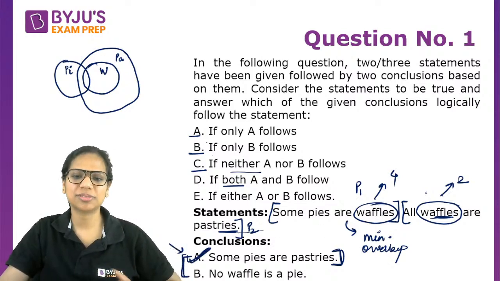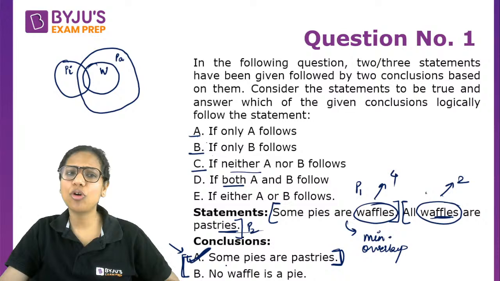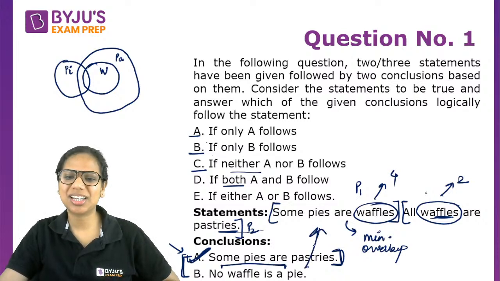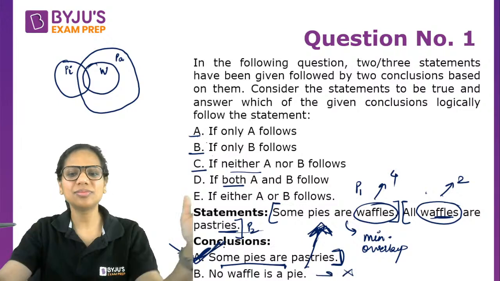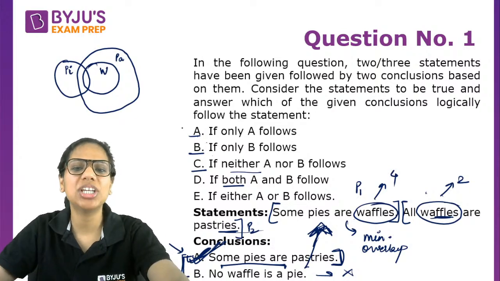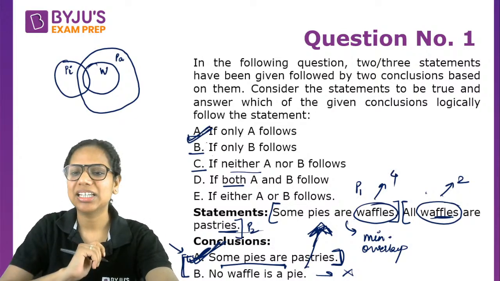So one follows. Can I say no waffle is a pie? Doesn't that go against my statement itself? That goes against my first premise itself. The premise said at least one pie is a waffle, right? So this one does not follow. A is our answer. Hope this is clear to everybody. Only A follows here. Right?